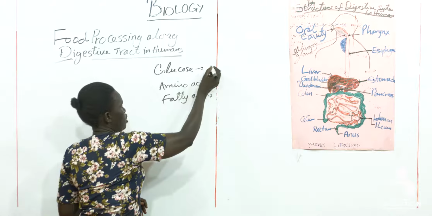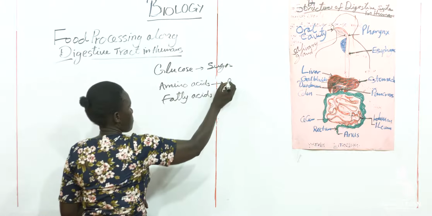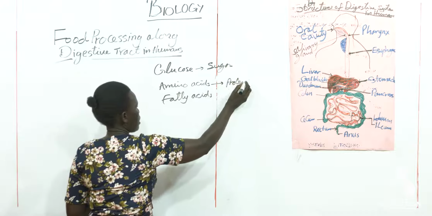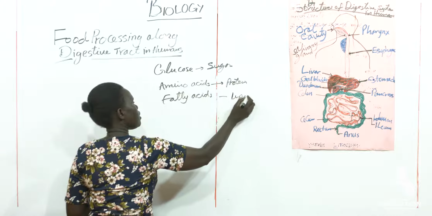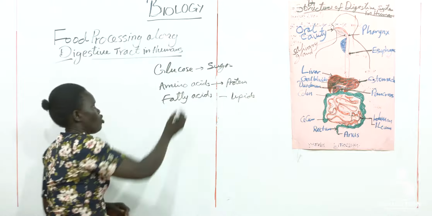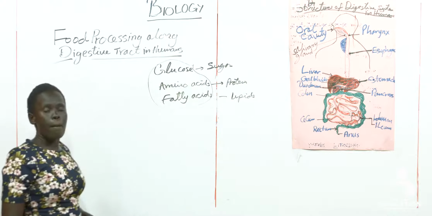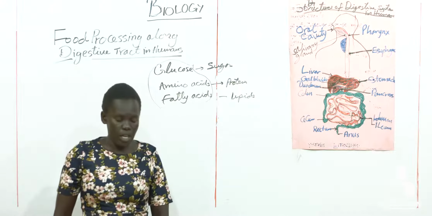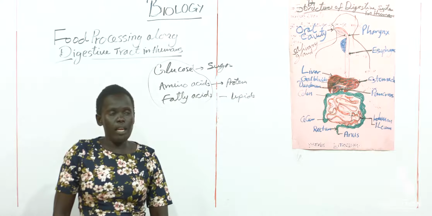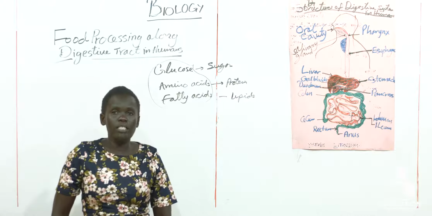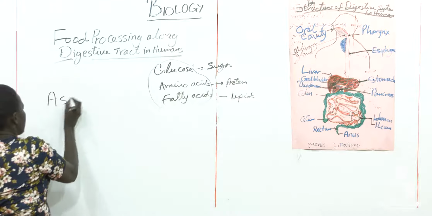This one here is sugar. This one will form protein. And this one will form what? Lipids. So these nutrients are all absorbed. They are now in the bloodstream. Now we want to see how they are utilized. That will be under the process called assimilation.